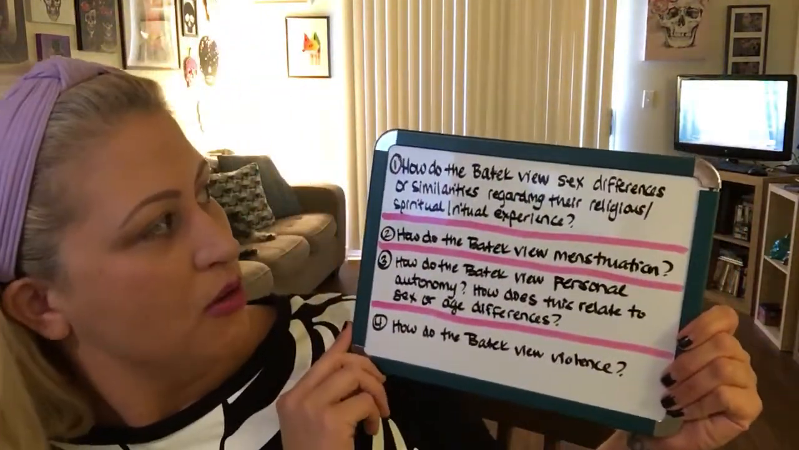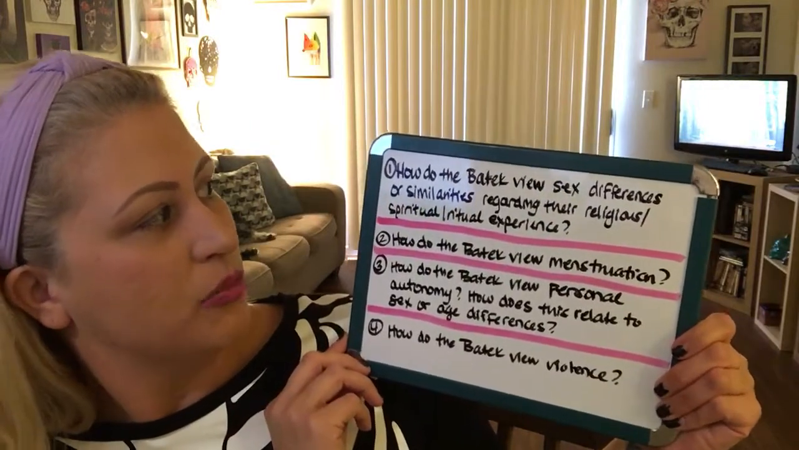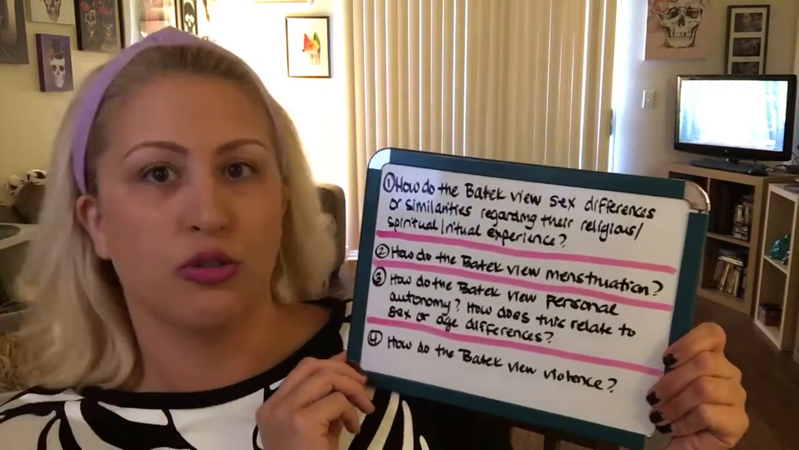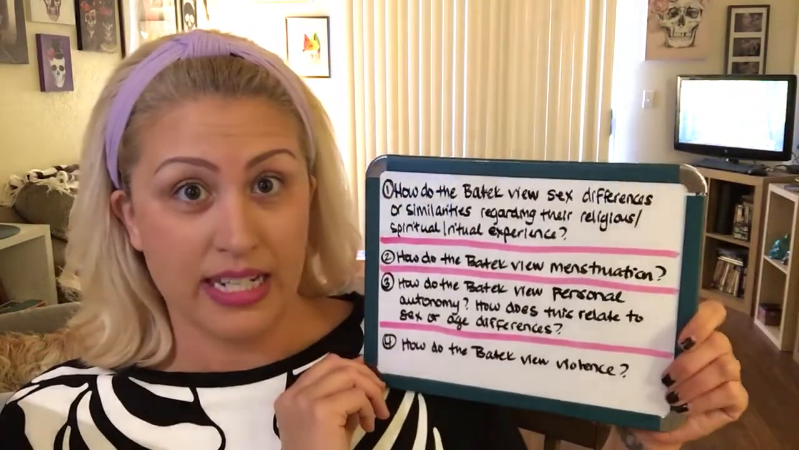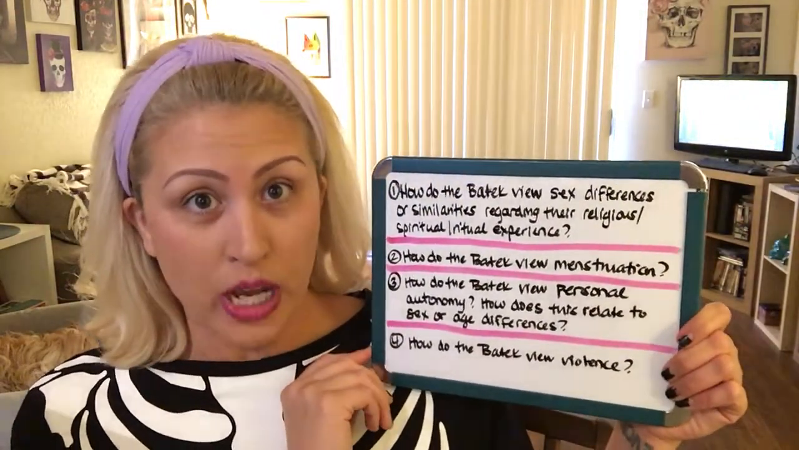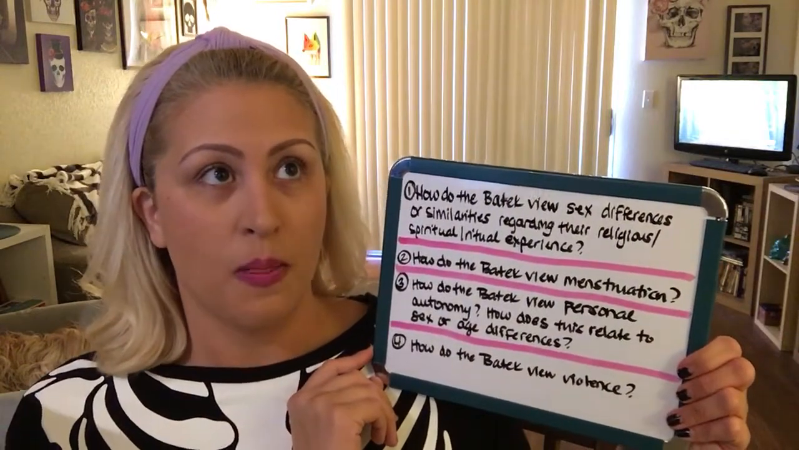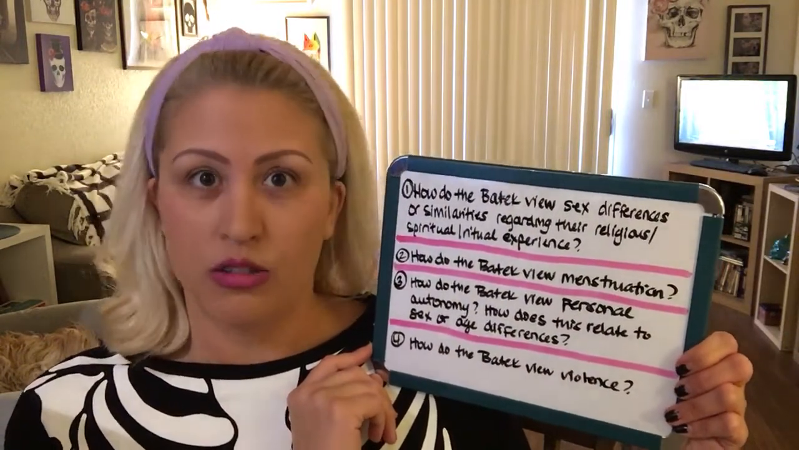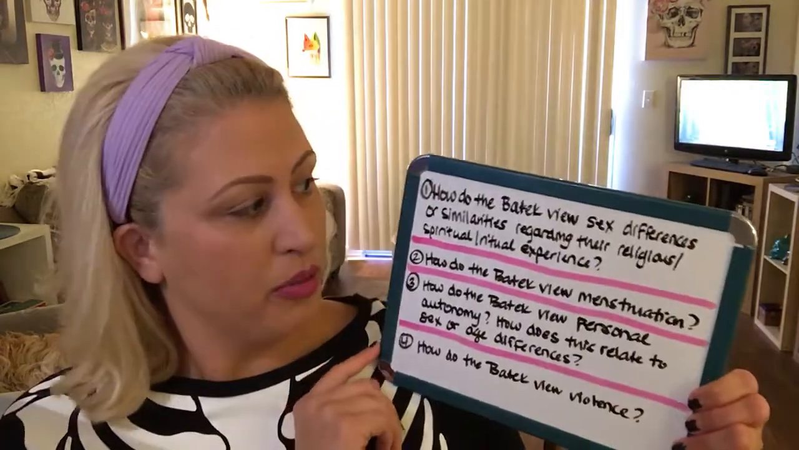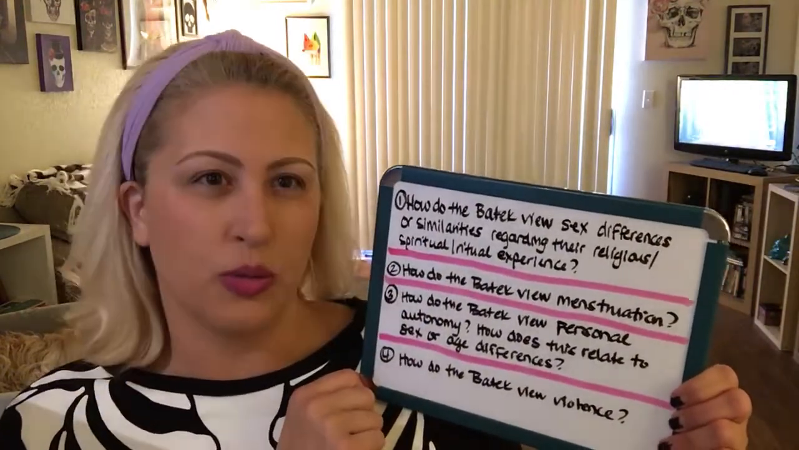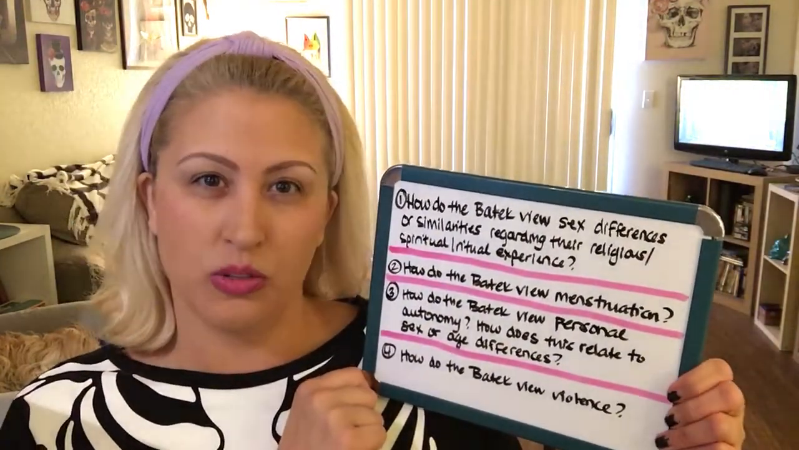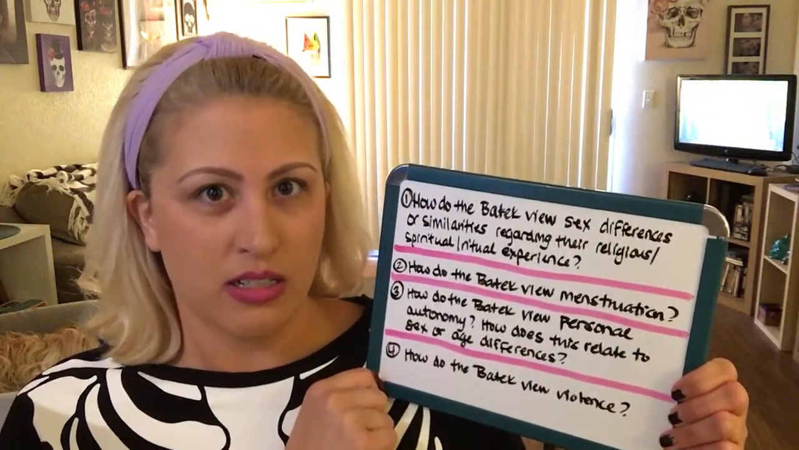So the first one, how do the Batek view sex differences or similarities regarding their religious, spiritual, or ritual practices? This is something you're going to see in multiple chapters. This is very interesting. You're going to see a lot of discussions on sex and gender, so that's a major theme throughout the book. But there's also some really interesting stuff on the religion, their origin stories, rituals. That's just something interesting to think about.